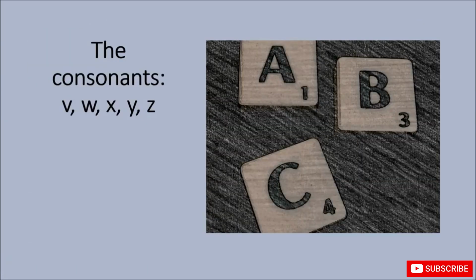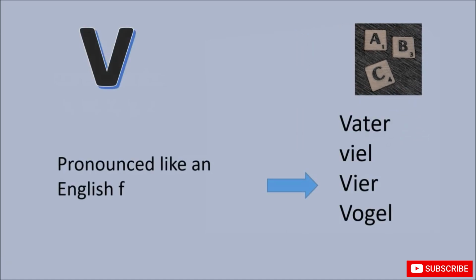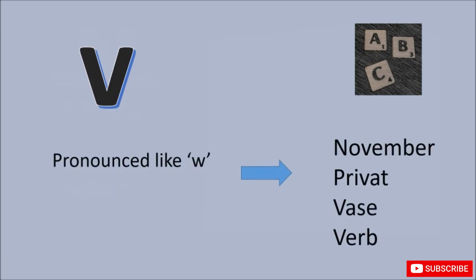In this video, we're looking at the consonants V, W, X, Y, Z, or in German, V, W, X, Y, Z. V. It's pronounced like an English F most of the times. So we have Vater, viel, vier, Vogel. But it can also be pronounced like a V. November, privat, Vase, Verb.